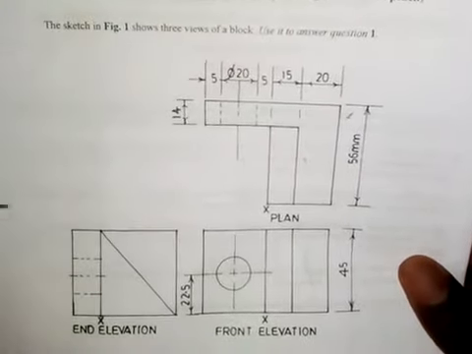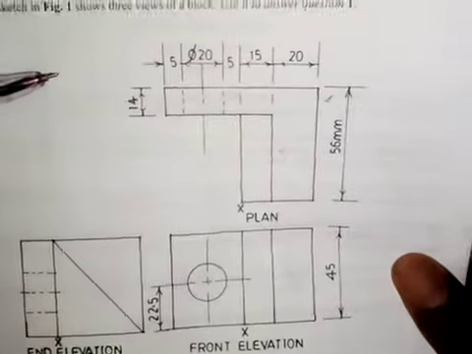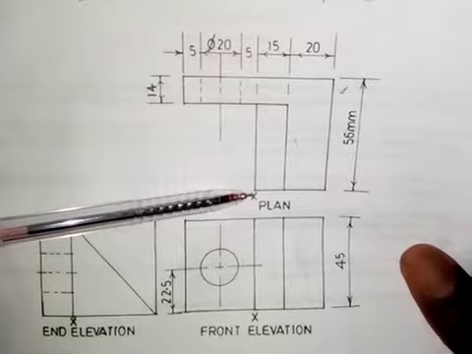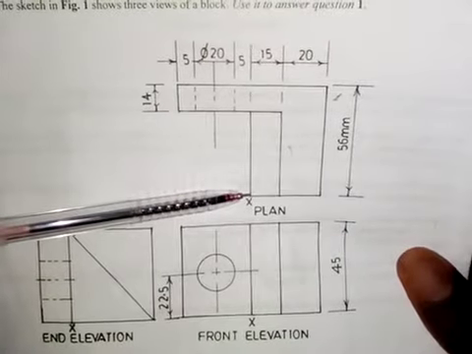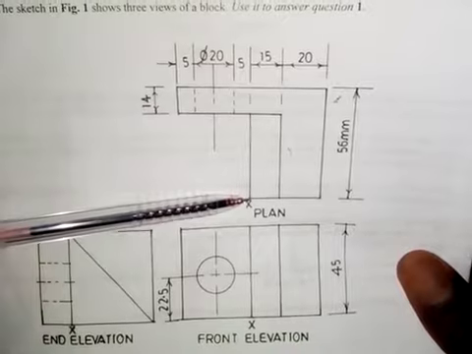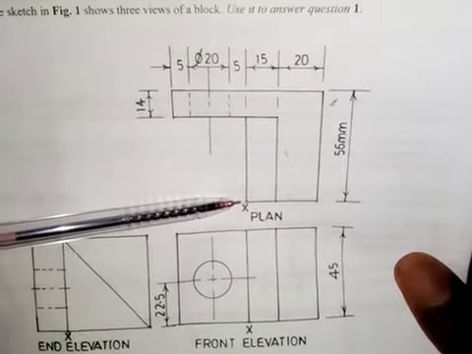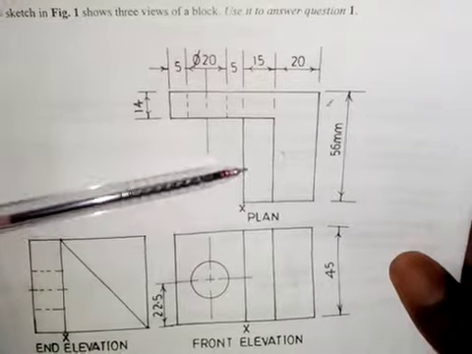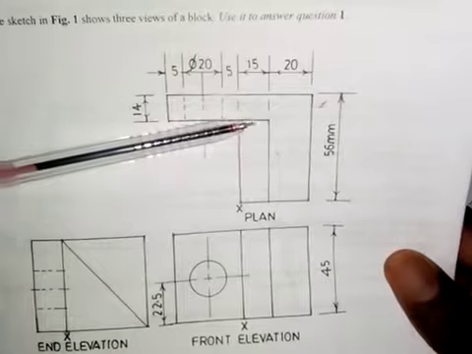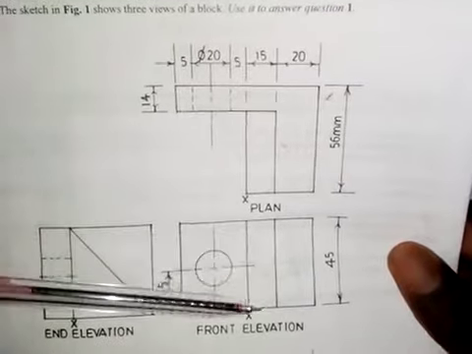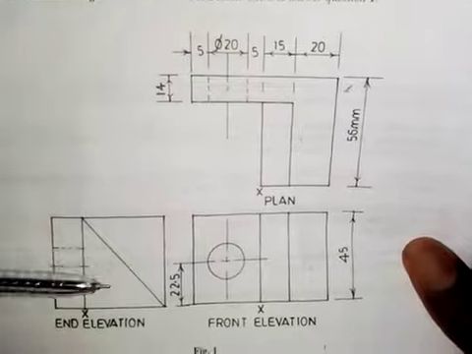So let's look at what we need to do here. The dimensions are given, but very important, we are told that this is the lowest point. We need to take note of this lowest point, and that is where I'm going to start from. First of all, I want to produce this plan, then we build it up to bring out the front elevation and also get the end elevation.